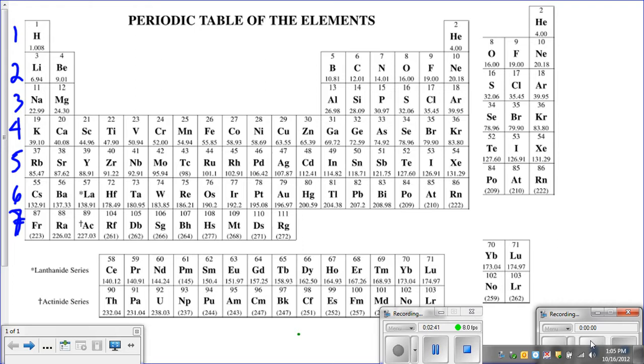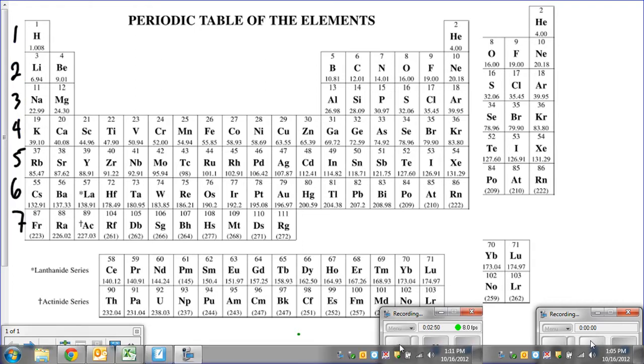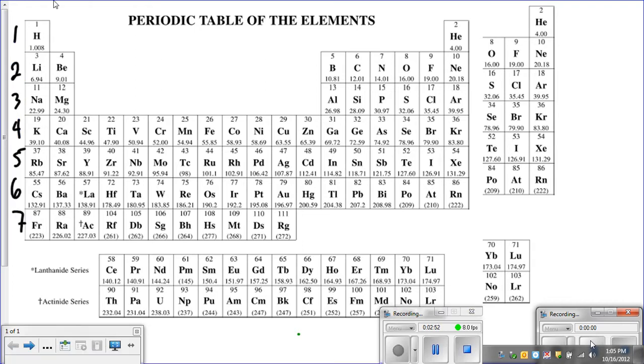The next thing you need to know is that the periodic table is broken into blocks that correspond to probability distributions. The first 2 columns are called the S block and correspond to an S shape. S's are spherical, meaning the probability distribution of where an electron can possibly be is spherical or round. And it's one of the largest shapes.